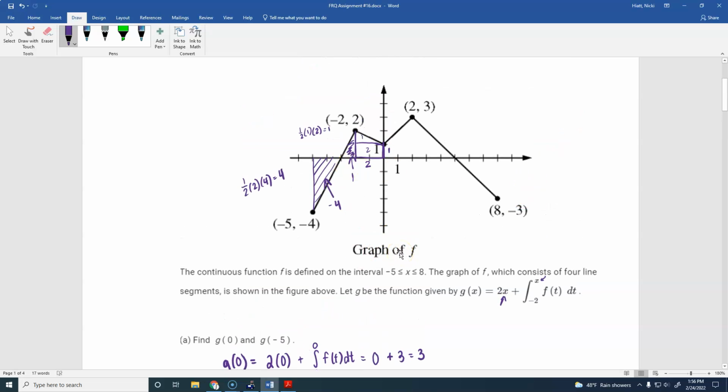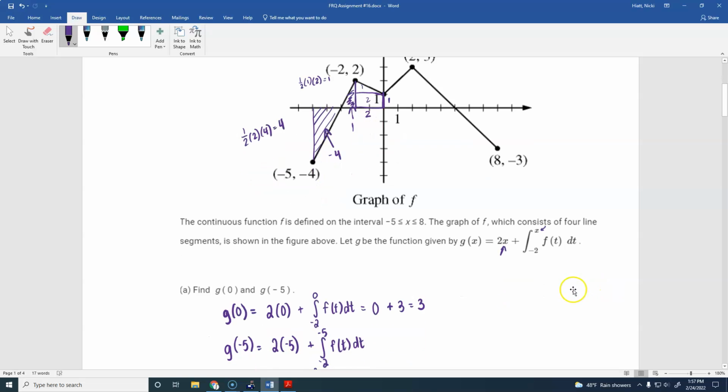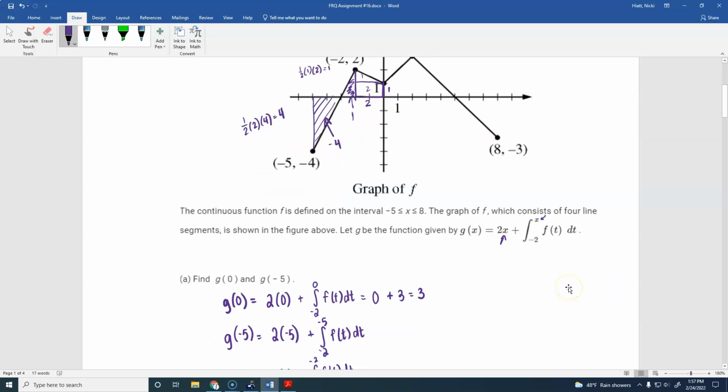The graph of f actually never tells you what the variable is for f. It just says the graph of f. So f could be of any variable. It could be of x, it could be of t, it could be of whatever you want. So they're not linked? So if you do g prime of x, is it that? Yes, they are.